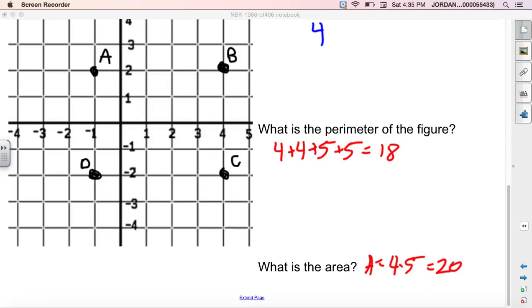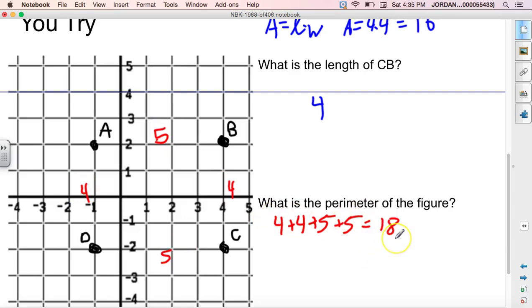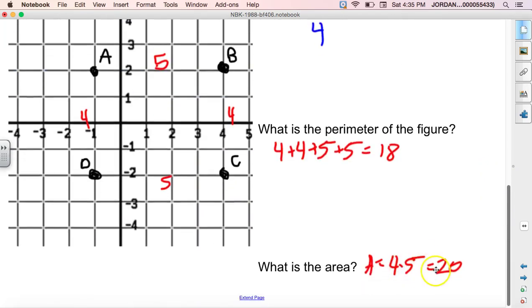All right, so pretty simple right here. The length of CB, 1, 2, 3, 4. And then it asks you to find the perimeter. So we've got to count them all. This side is 5. This one's 4. This side is 4, and this one is 5. So we have 2 4s and 2 5s and get 18. And then to find the area, you do the length 5 times the width 4. And of course, 5 times 4 is 20. So the area is length times width, which is 20.